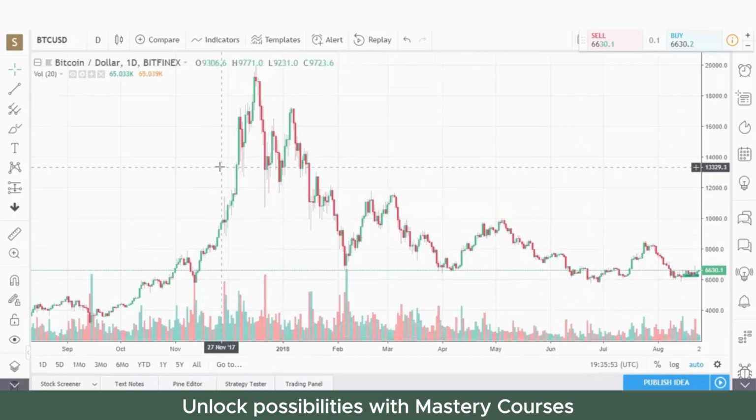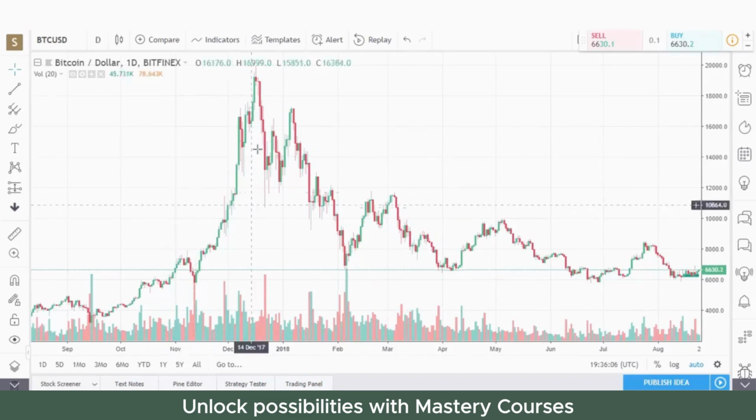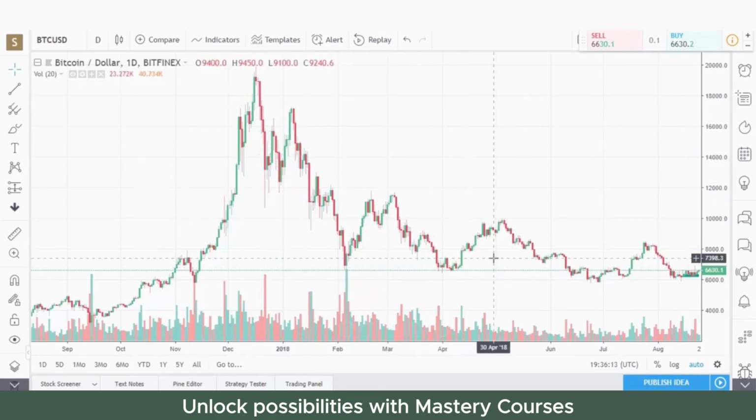Now let's take a look at Bitcoin. We're going to start out on a daily chart. We're trading hourly, so we're looking at a daily chart to get market direction here. We know the cryptocurrency has come down from $20,000 to the $6,000 range.